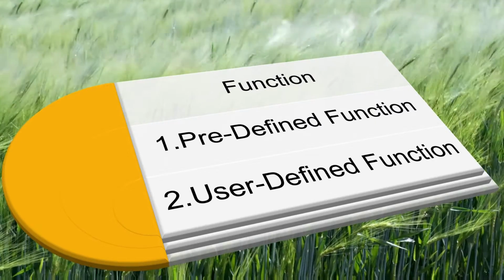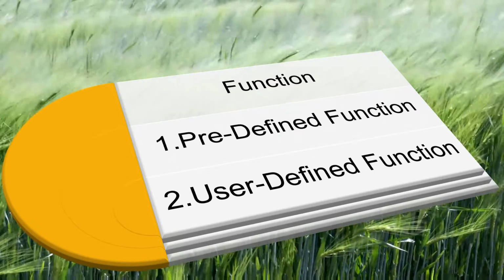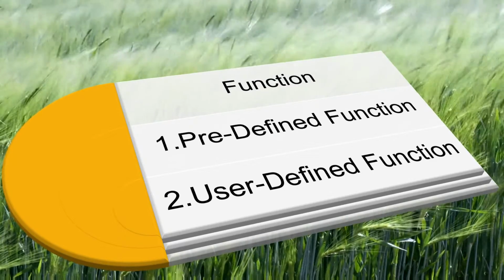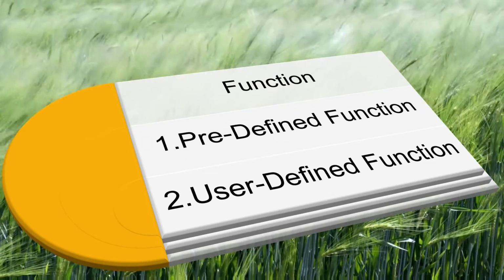A predefined function, as the name suggests, is predefined with the programming language. Sometimes this is also called a built-in function. However, a user-defined function is a function which is created by the user. I am going to discuss here date and time functions, character functions, mathematical functions, and statistical functions.